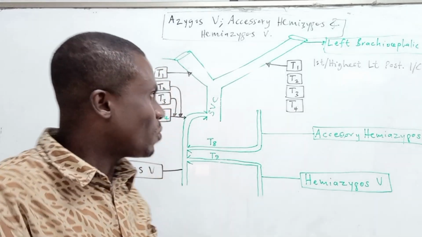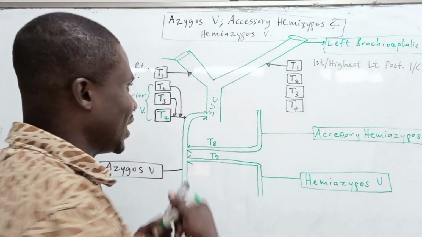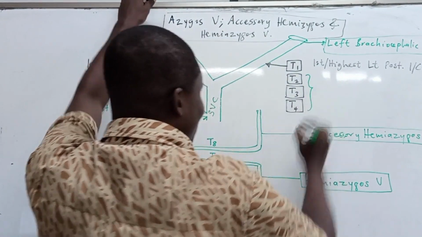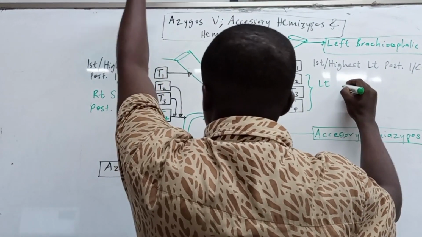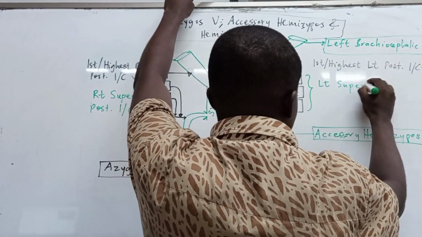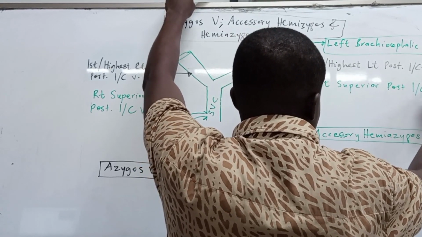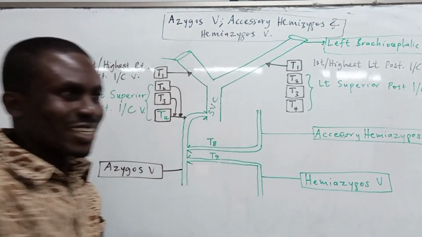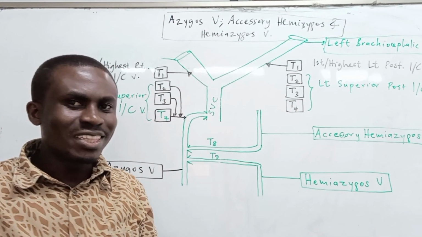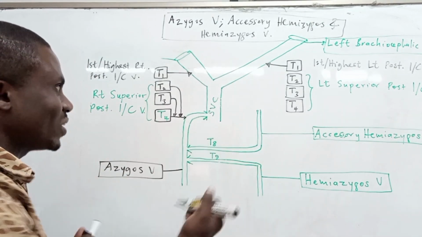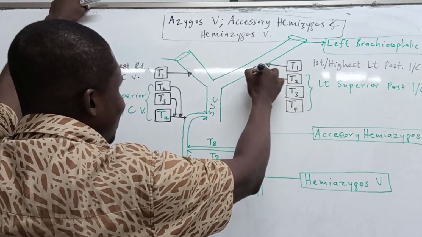Now, in the case of T2, T3, T4, they also combine, just like we saw over here. So these three combine to form what? The left superior posterior intercostal vein. But let's look at something unique over here. Something else happens. This time around, they are not drained into this one because this one is very close over here. This one actually drains directly into this, like this.